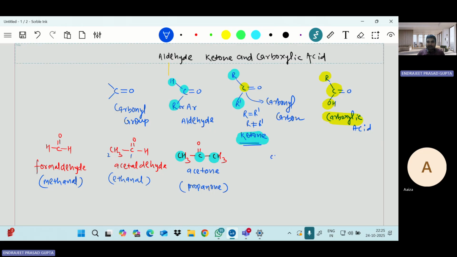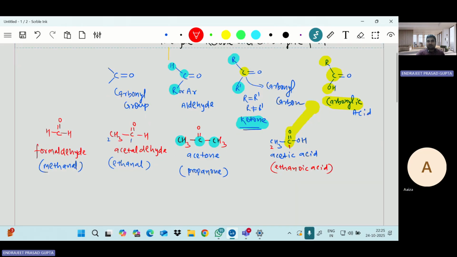But if you are writing CH3 and C double bond OOH, this is called acetic acid, vinegar, acetic acid, and the IUPAC name, this is carboxylic acid. Why? Because this is C double bond OOH, matching the carboxylic acid group. So the IUPAC name will be carbon number one, carbon number two, two means ethane, oic acid. In case of carboxylic acid, the IUPAC nomenclature suffix will be "oic acid". Any confusion? No, sir.